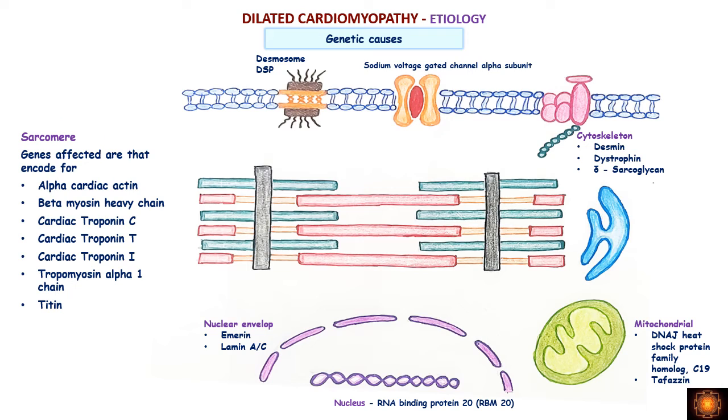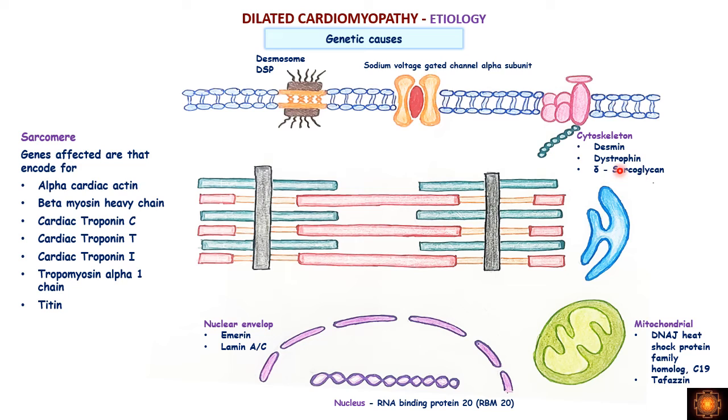Now when we look at the genetic causes, these are mutations in the genes encoding proteins present on the membrane, in the cytoskeleton, in the mitochondria, sarcomeres, nuclear envelope and in the nucleus. So mutations in the genes present in these can cause dilated cardiomyopathies. Specifically, the genes encoding the proteins in the membranes, for the desmosomes, and the sodium voltage-gated channel alpha subunit. So these are present on the membranes. Then in the cytoskeleton, the genes encoding desmin, dystrophin and delta sarcoglycans.